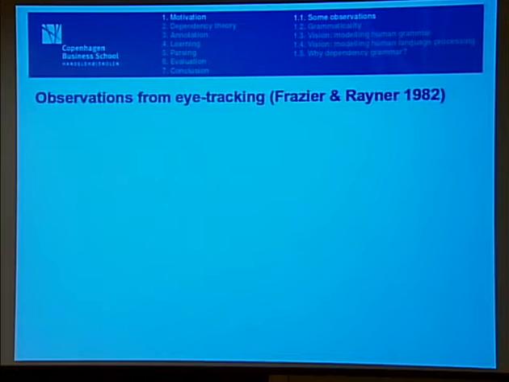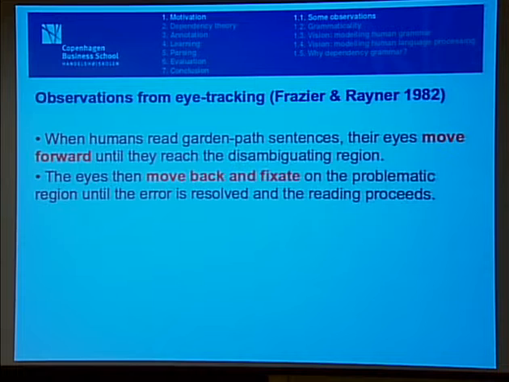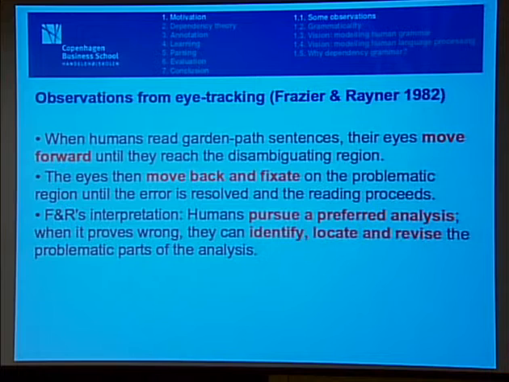The second observation is from eye tracking, a classical study by Frazier and Rayner made in 1982. When humans read garden path sentences, the eyes move forward until they reach the disambiguating reading region. So we have a garden path sentence, and a disambiguating region where the humans realize that something is wrong. Then the eyes move back to the problematic region. The hypothesis from the psycholinguists is that some kind of repair is going on here. And then the error is somehow resolved, and the eyes proceed with what they were doing before. So the interpretation that Frazier and Rayner have is that humans pursue a preferred analysis, and when it proves wrong, they can identify, locate, and revise the problematic parts of the analysis. So humans do some kind of error-driven processing.